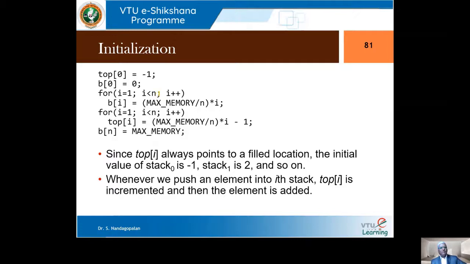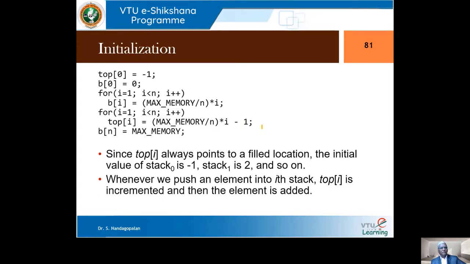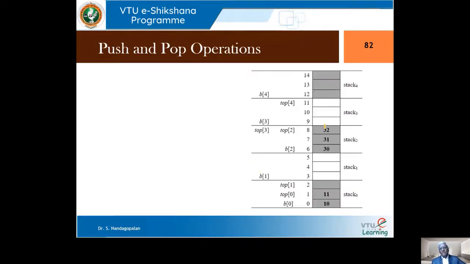For n number of stacks, starting from 1, both top and bottom can easily be initialized using this. For example, maximum is 15 divided by 5, that is 3, into 1 for the first stack. So it's 1, and one less, like that. So top will be one less than the bottom. That's why you get -1 here. Since top of 0 always points to a filled location, the initial value of top of 0 is -1, which we have already explained.